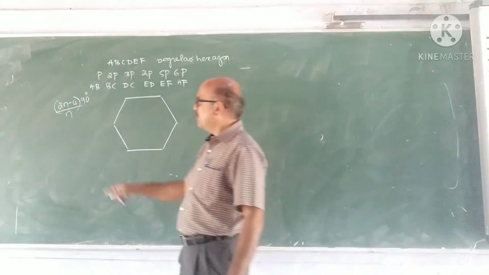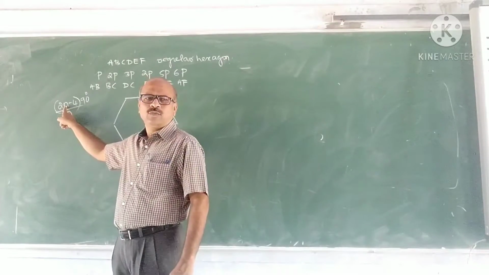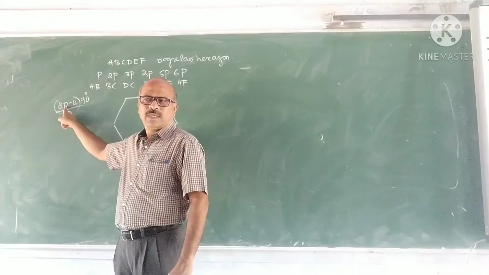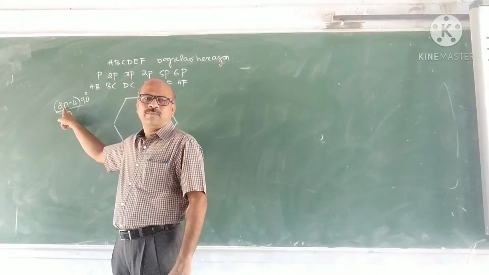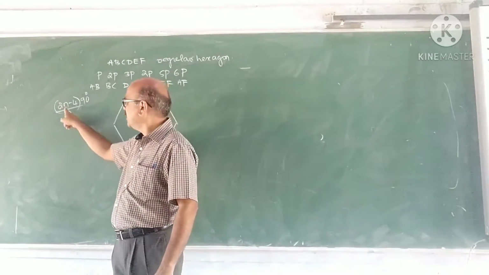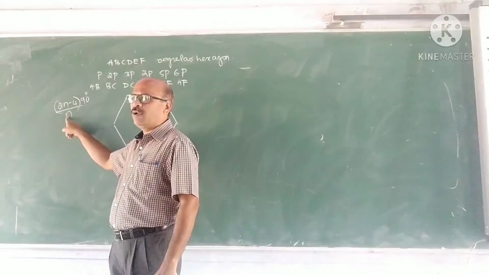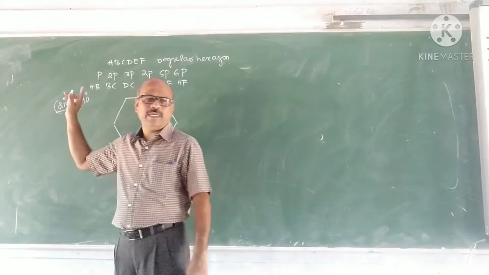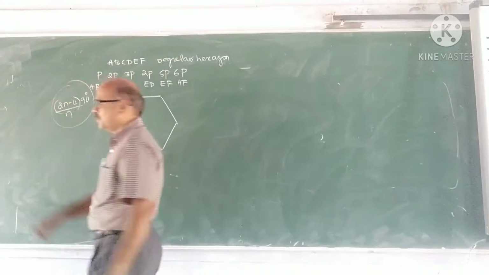You can verify. Suppose n is 4, it will be a square. In a square, what is each internal angle? 90 degrees. Here n is 4, so 8 minus 4 is 4, upon 4 is 1, into 90 degrees. Each internal angle is given by this.